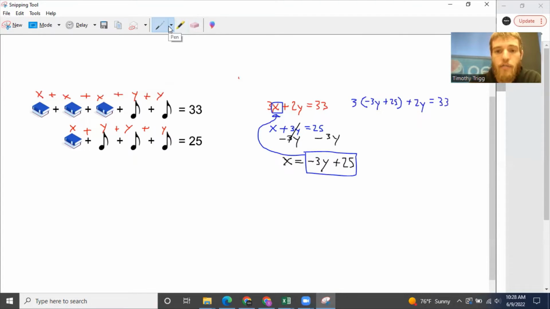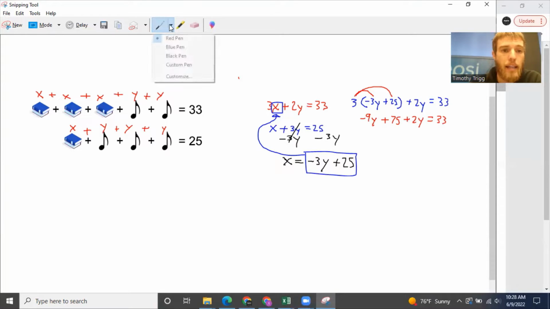Now, if we want to solve for y in this equation, what do you suppose we would do next? Well, hopefully you can see I would distribute this 3 into this parentheses here, giving us negative 3y plus 3 times 25 is 75. And then we also have a plus 2y, and it still says equals 33.